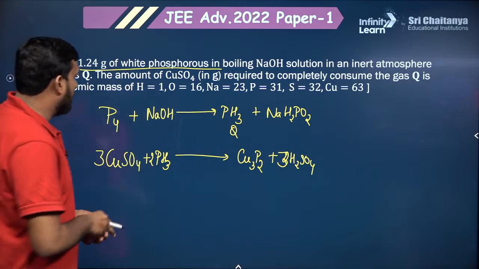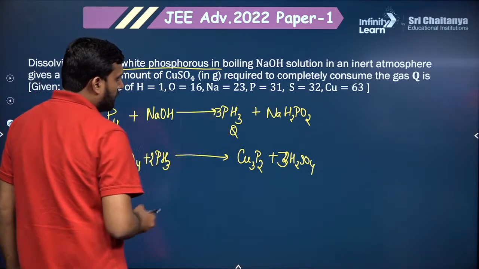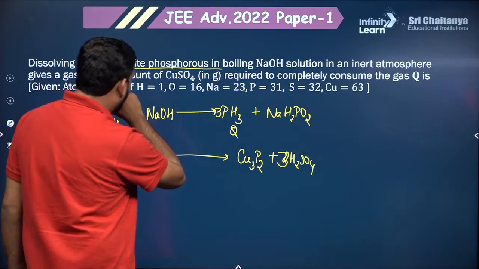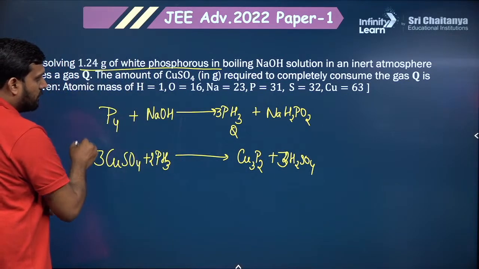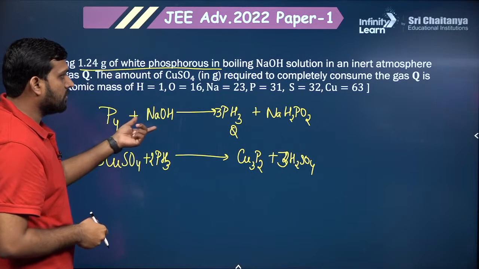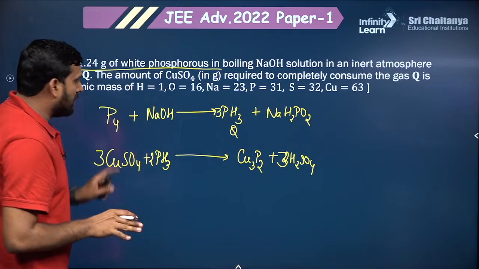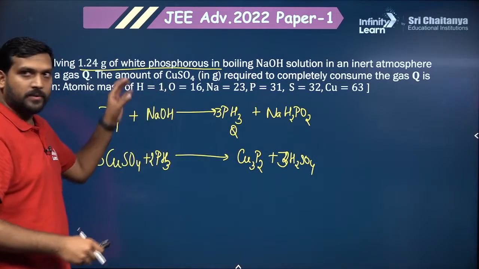It doesn't look balanced here. So let's try to balance it out. I think this will be 3 here. Okay, so if it is 3, then we can't balance out the hydrogen here. So we need some water also, I think, in this question to balance it out. Okay, so this is one of the methods. Let's go to the first method here, and the second method is that you can apply POAC to solve it.